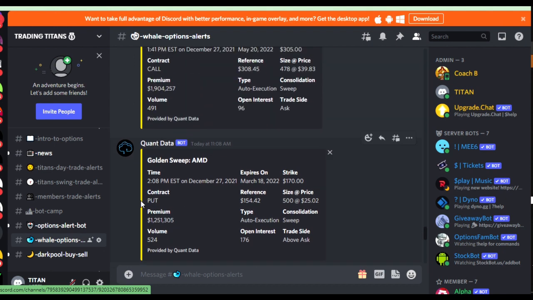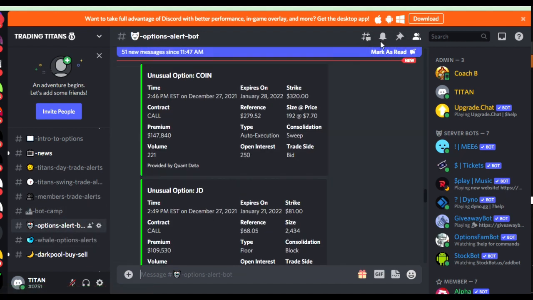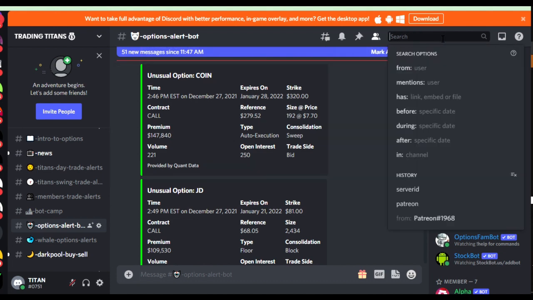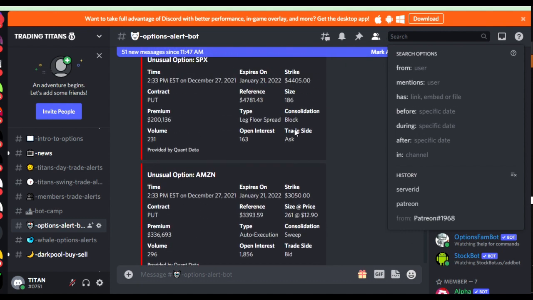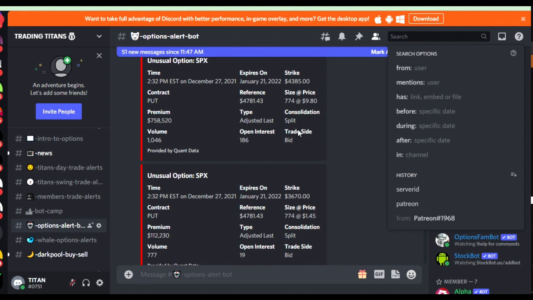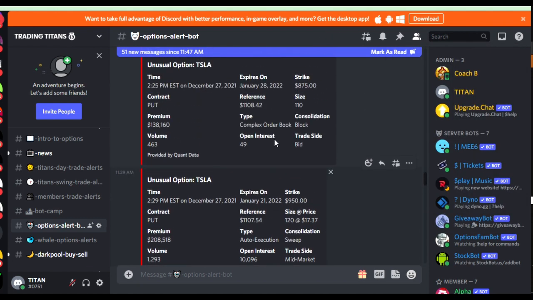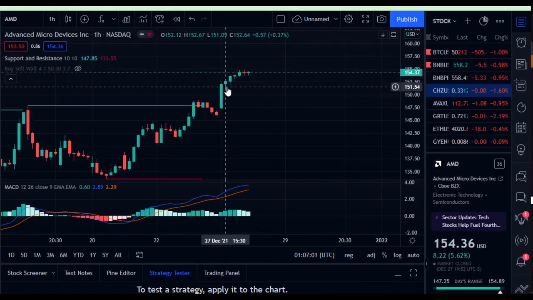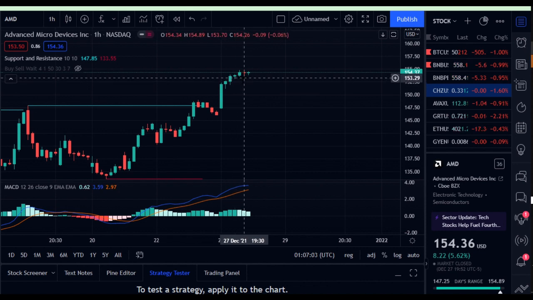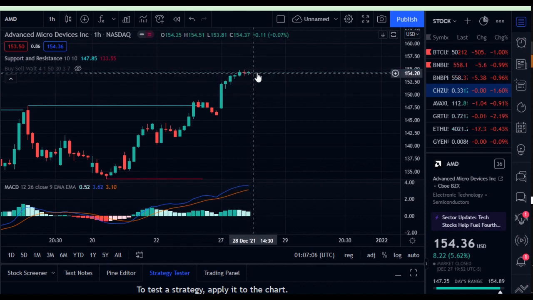AMD was also alerted earlier today, and hopefully I can find it, because I meant to get into the trade but I got sidetracked for some reason. I'm probably not going to find it, but there was an alert for AMD saying a call. It was at 153 point something, the low 153s, and when it was alerted, as you guys can see, AMD went up like a whole dollar.